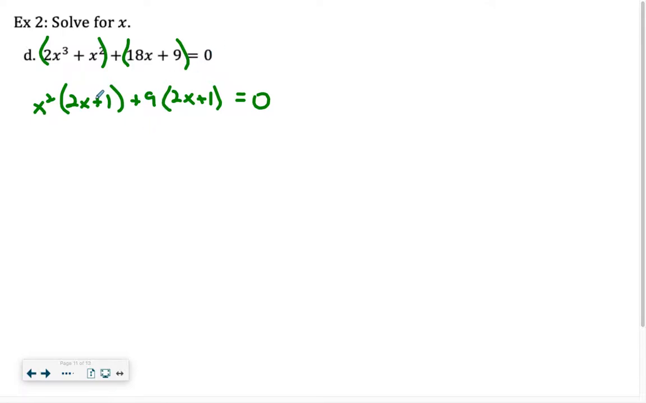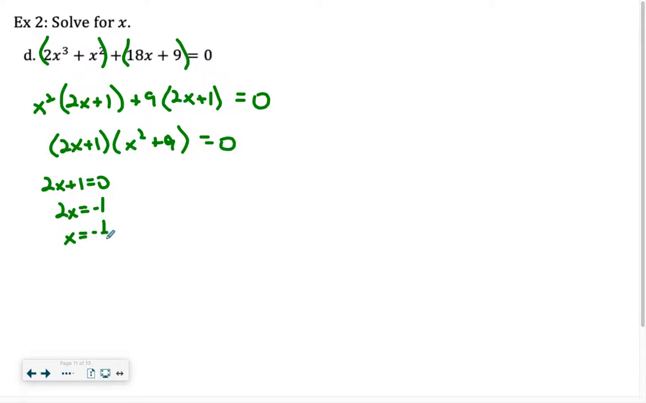So essentially what we're doing then is factoring a 2x plus 1 out of each of these. So if I factor 2x plus 1 out, then I'm just left with x squared plus 9. And then I can set each of these factors equal to 0 and solve. So 2x plus 1 set equal to 0. I'll subtract the 1 over, divide by 2, and I'll get that one of my roots is negative 1/2.